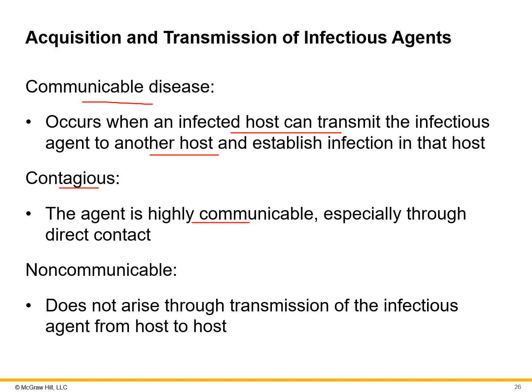It's easily passed from one individual to another, especially if they actually have direct contact. Again, touching, kissing, or sexually transmitted. But again, it can pass between two people or two hosts. That's communicable. Contagious just means it's highly communicable. And then non-communicable, as the name implies, does not arise through transmission from host to host. So it's obtained in other ways.